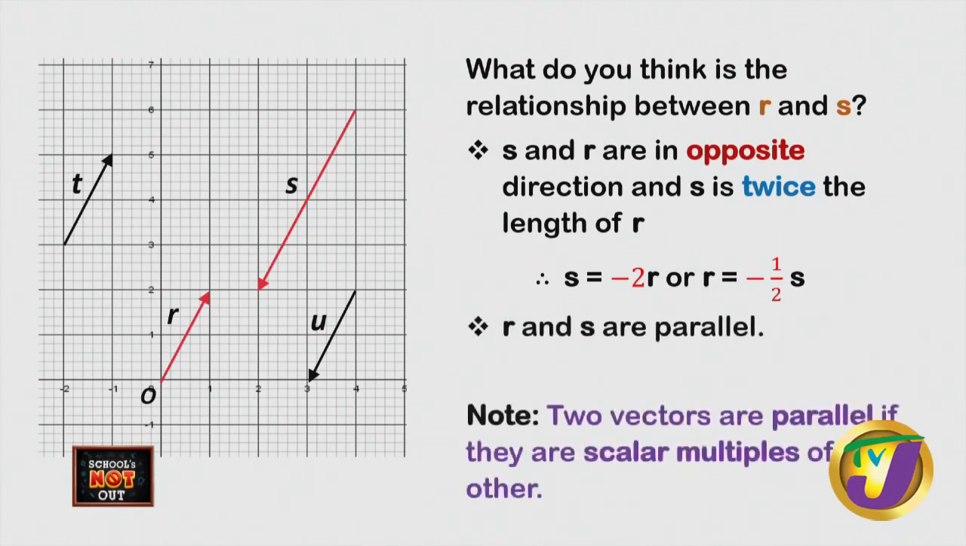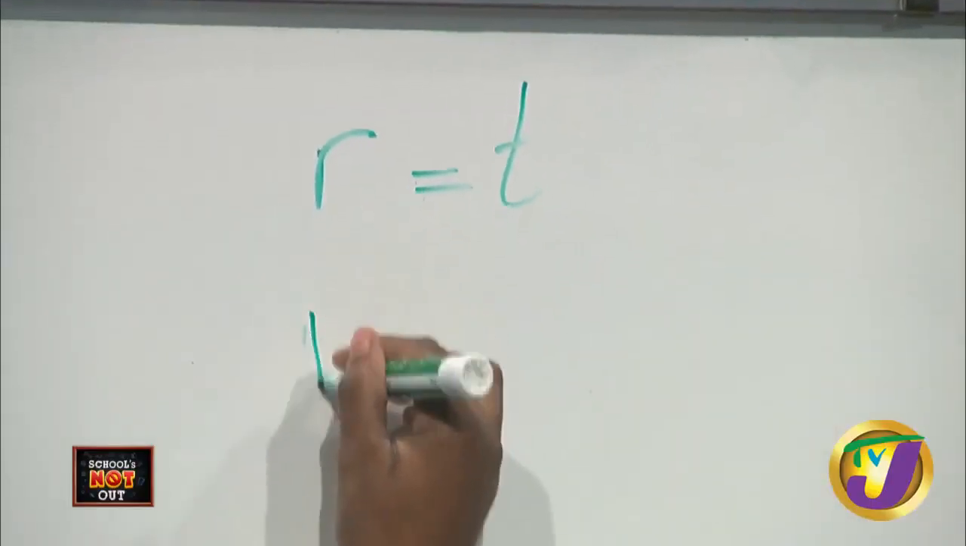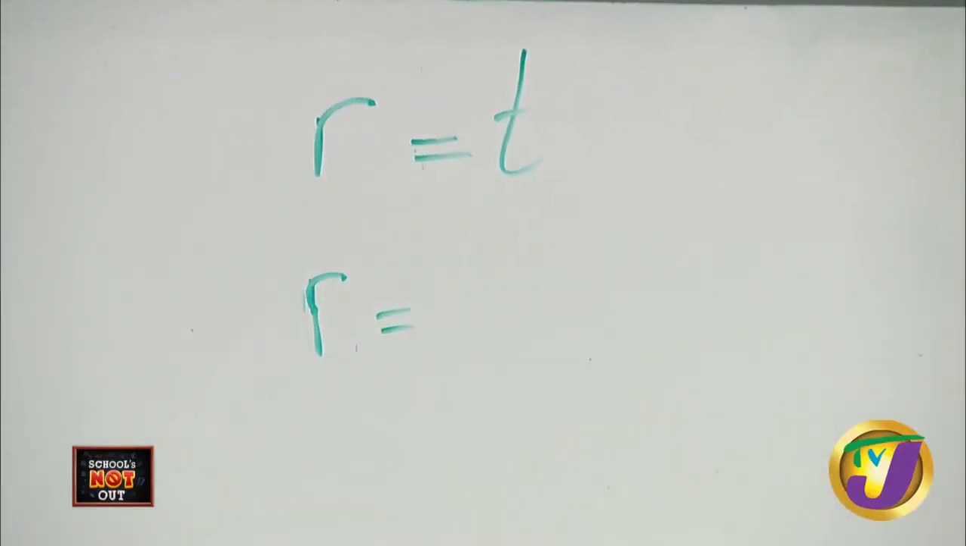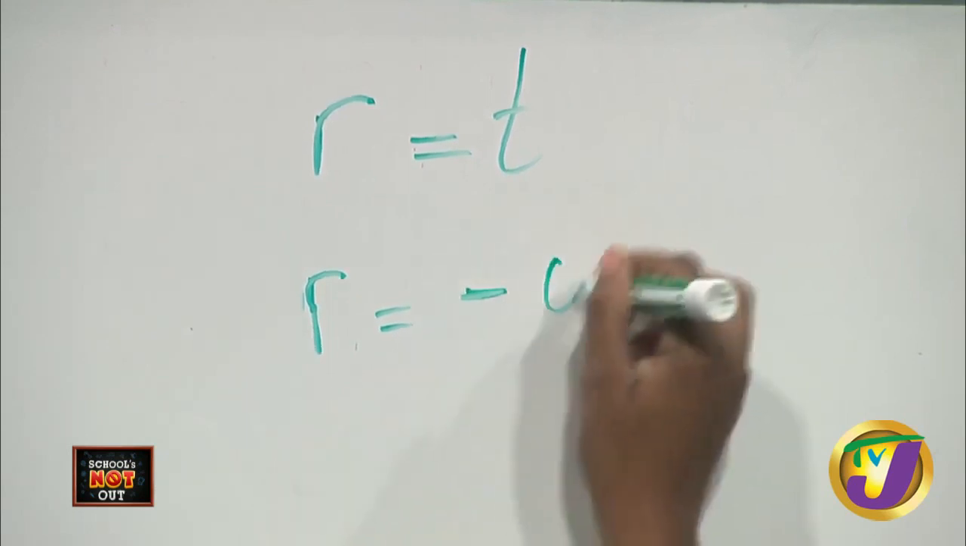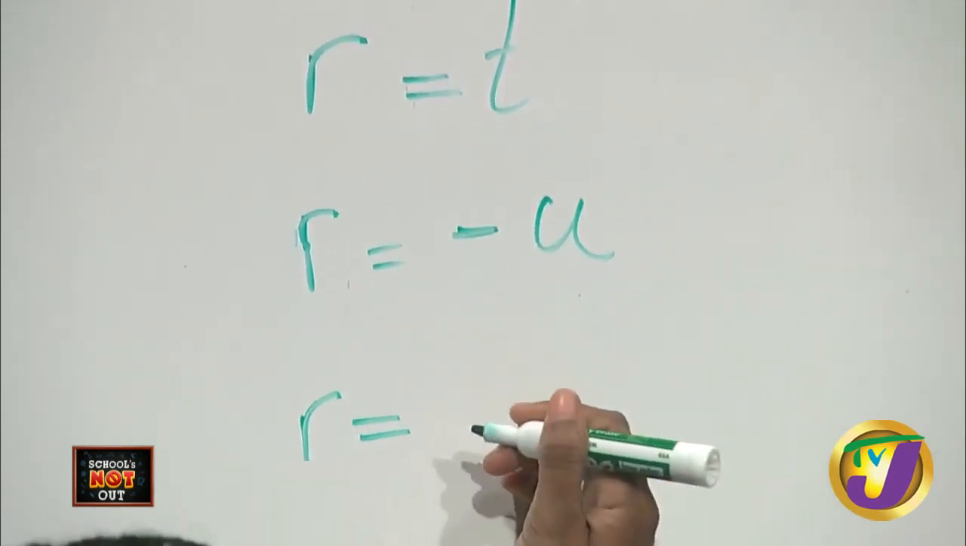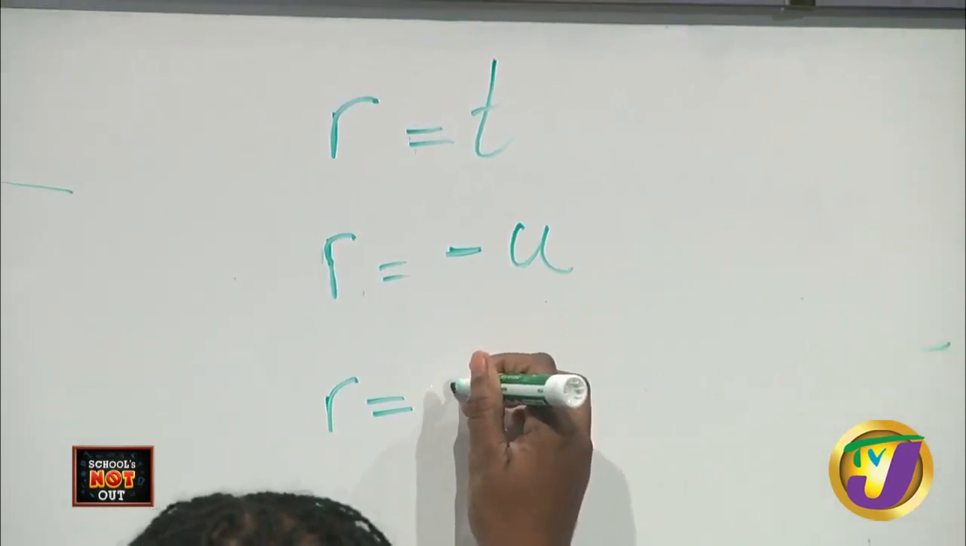Yes. And we were going to talk about parallel. So it says here that 2 vectors are parallel if they are scalar multiples of each other. So much important information is on the board. I really didn't want to erase. So we compared vectors R and T earlier. We also compared vectors R and U. And just now we did R and S.